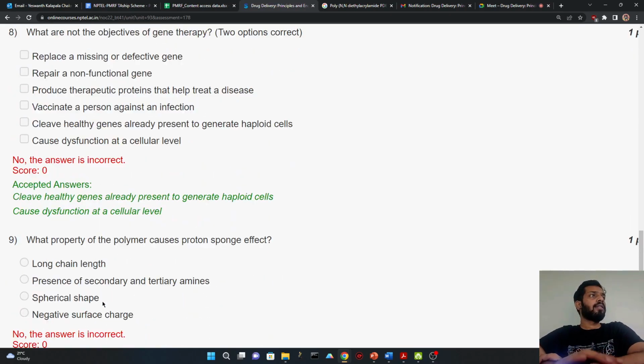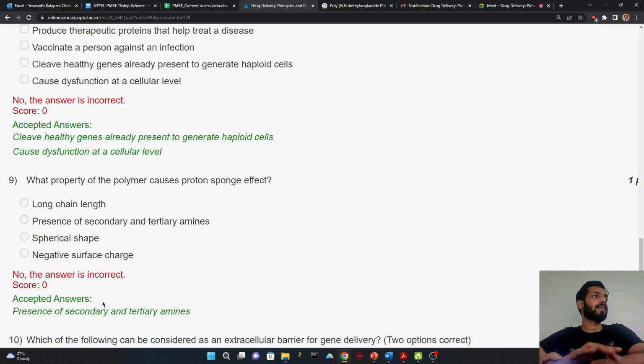Okay. What property of the polymer causes proton sponge effect? Is it the long chain length? Presence of secondary and tertiary amines? It's option D. Yeah, so presence of secondary and tertiary amines is what causes this proton sponge effect inside the vacuole itself.